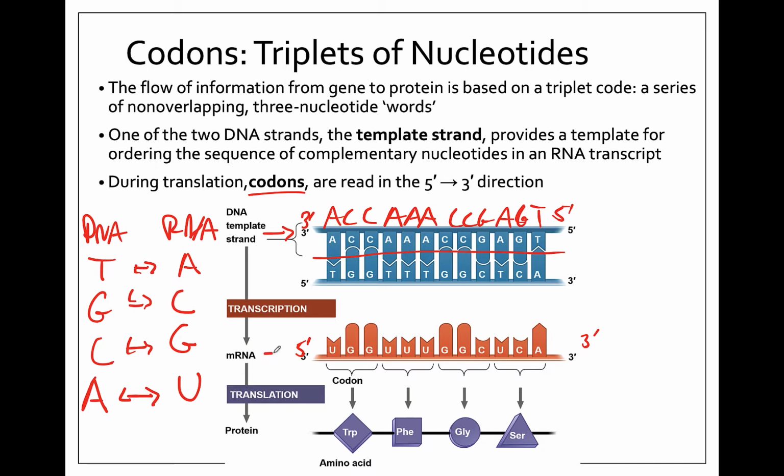So you can see here that we have made the complementary base pairs: U pairs with A, G pairs with C, G pairs with C, U pairs with A, G pairs with C, C pairs with G, and UCA pairs with AGT. So these are complementary to the template strand. And then the last step is translation, where we're going to read these triplet codons into amino acids.